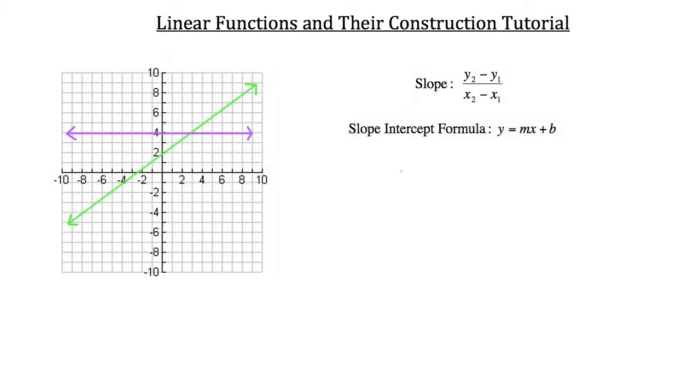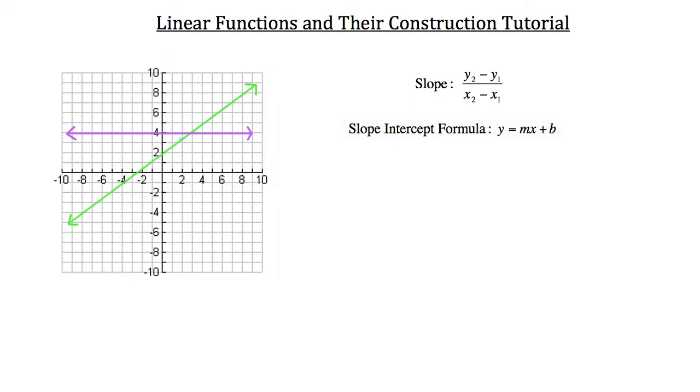Now remember, with linear functions, you're going to be using most often the slope-intercept formula, which is y is equal to mx plus b, where m is the slope of your linear function. And remember that slope is defined by this formula, y2 minus y1 over x2 minus x1, which is essentially saying the change in y over the change in x. Or you may recall this as rise over run. How much does your graph rise or fall over the distance that it runs, left and right?